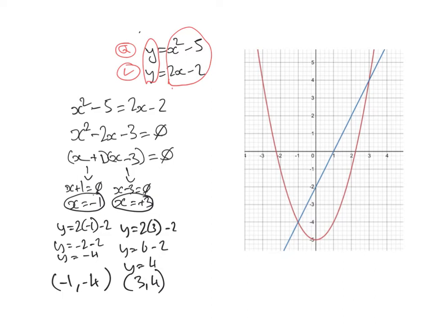So this is y equals x squared that's been translated by negative 5, which is why it's cutting through the y-axis at negative 5. And the linear, well, it's in the form y equals mx plus c. We can see that the gradient is 2, so we can see that for every 1 we go along, we go up 2, and then we can see its c is negative 2, so it should be cutting through the y-axis at negative 2, which it does.